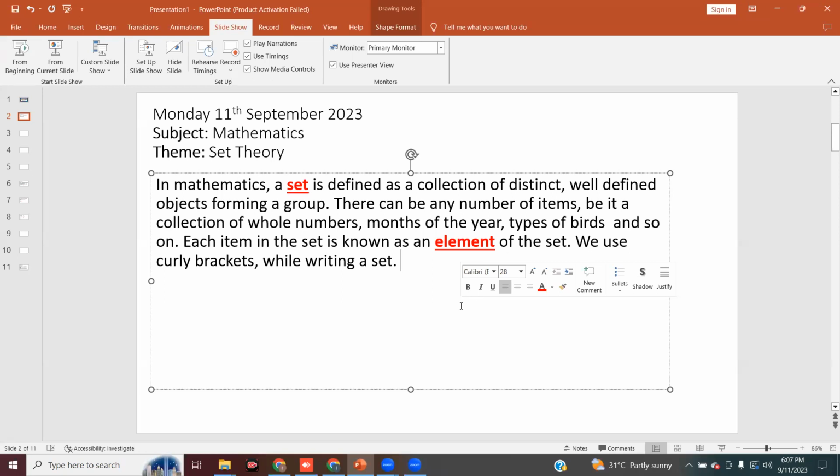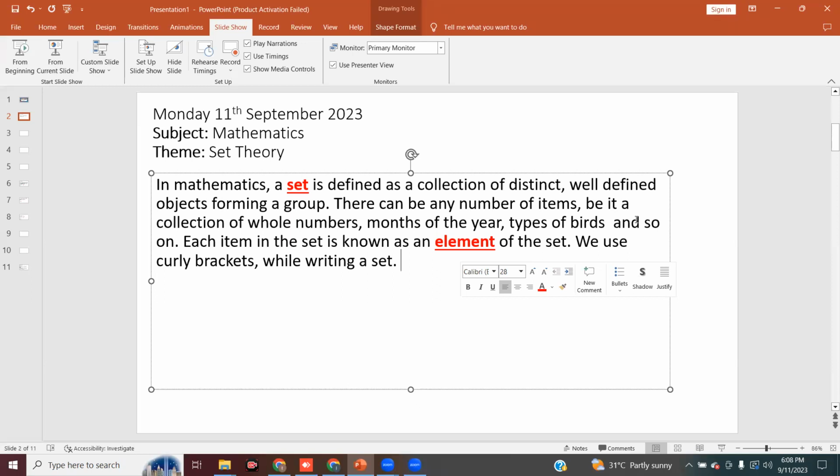What do we call elements of a set? An item in the set. Very good. Each individual item of a set, we call that an element of a set. Okay, so question. Does anyone want to answer this?